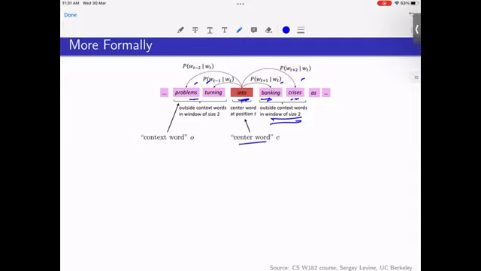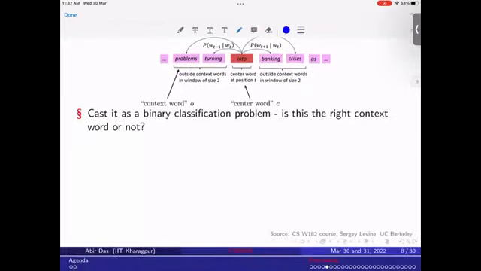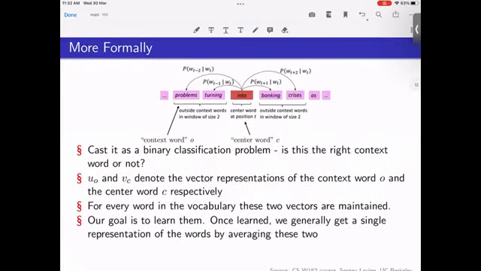Okay, so we denote the center word with C and the context word with O. Let's move forward. We will cast it as a binary classification problem. We will take one center word and one context word, and ask, is this a right context word or not? That is, what is the probability that this is a context word for C. So how will we do this?